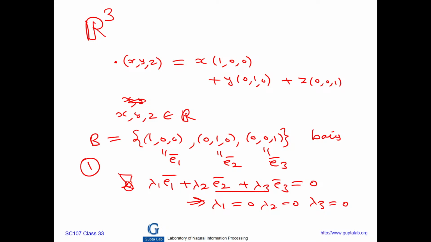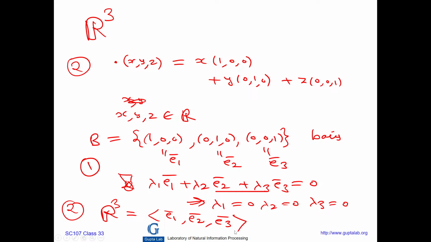And the second condition is that R cube is spanned by E1, E2 and E3, spanning the whole set. Got this idea? I am giving you just an example of a vector space. Of course you will look at these things in more detail, but once you have this understanding, it will be easy for you to understand what is happening in terms of differential equations. This is a very easy idea.